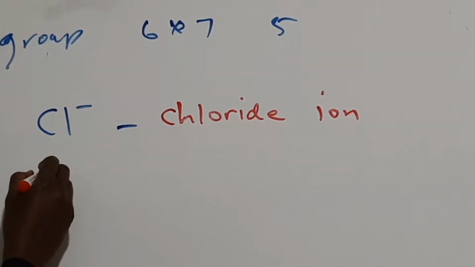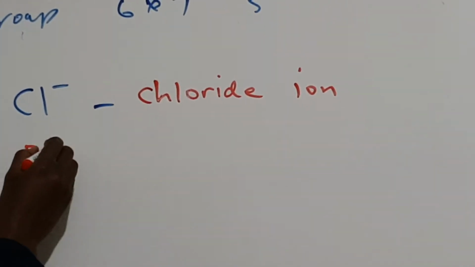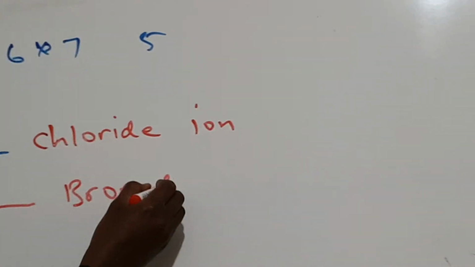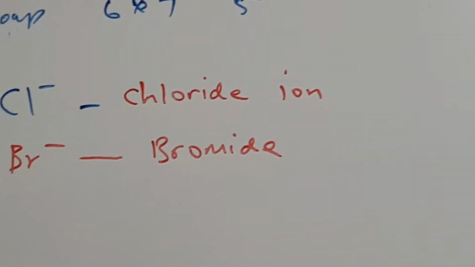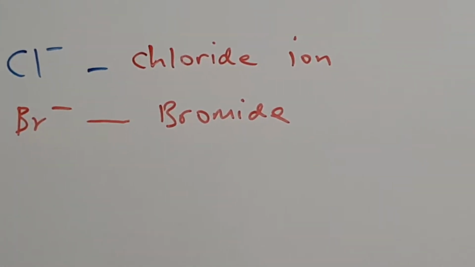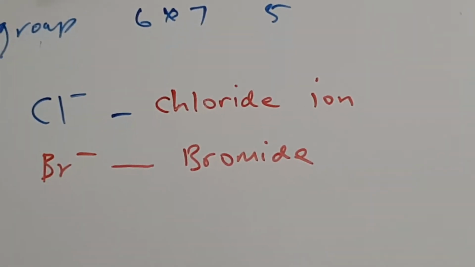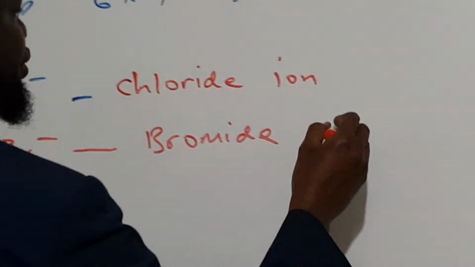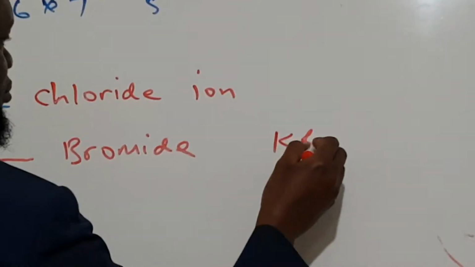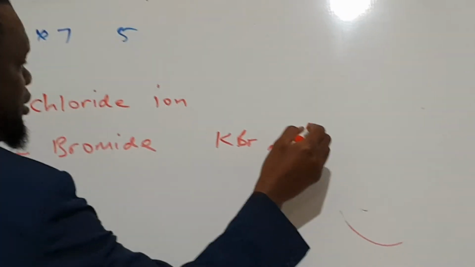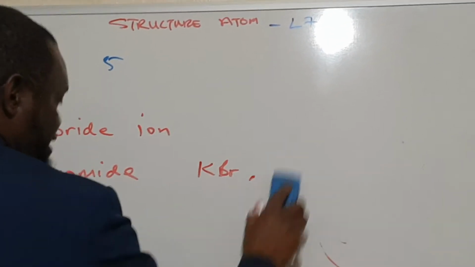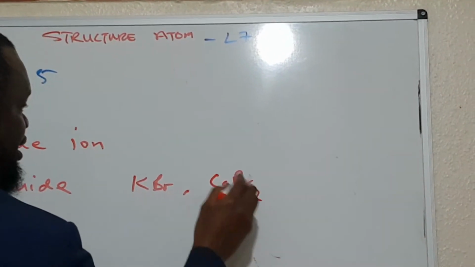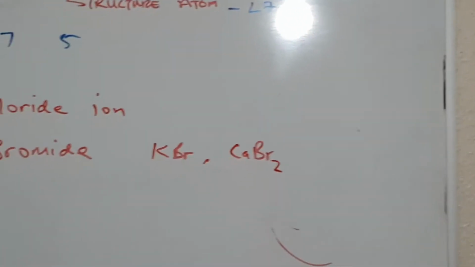Another one is the bromide ion. It is 1 minus because it's in group 7. The compounds formed from bromide are called bromides. Example may be potassium bromide or calcium bromide. Look at this attentively because calcium is 2. They exchange valency. Calcium is 2, it comes here. This is 1, it comes here. So calcium bromide looks like that.